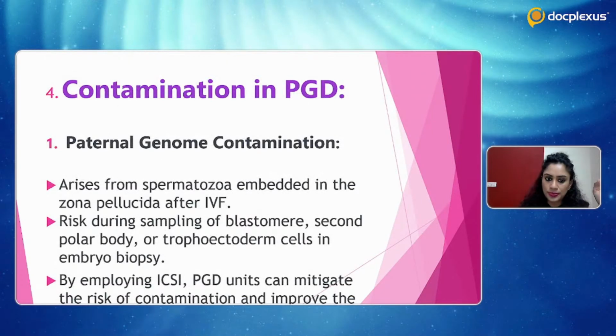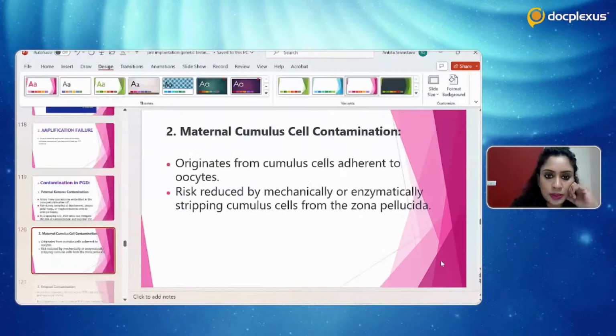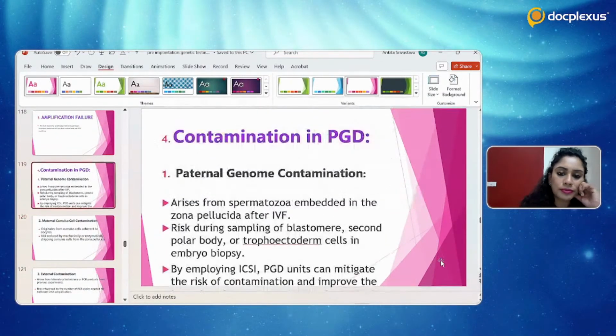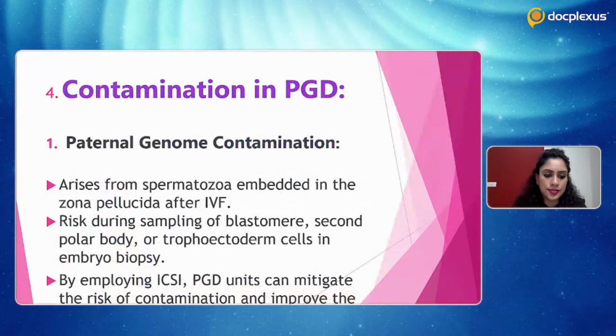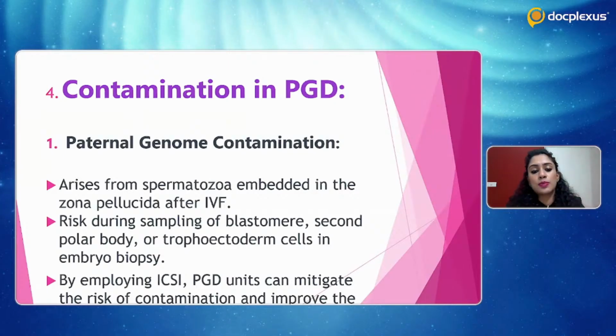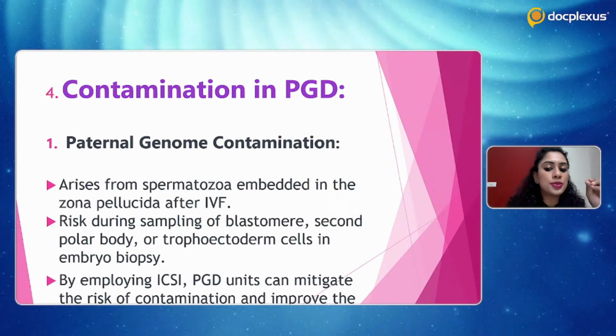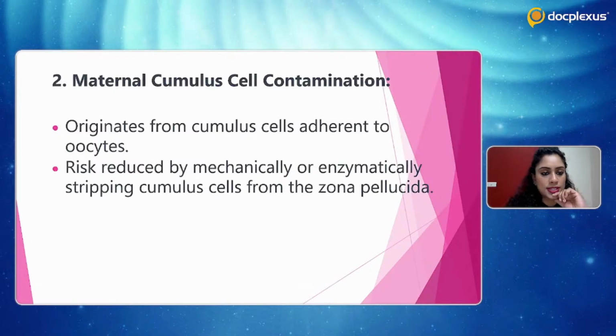Now, contamination in PGD. There could be paternal genome contamination which may arise from the spermatozoa embedded in the zona pellucida after IVF technique. Now, the risk during sampling of blastomere, the second polar body, or trophectodermal cells in the embryo biopsies, when you employ ICSI, the PGD units can mitigate the risk of contamination and improve the rate of success.